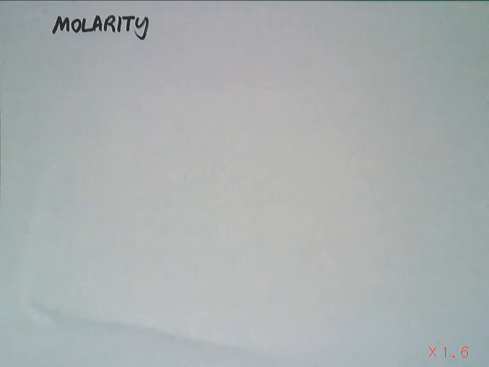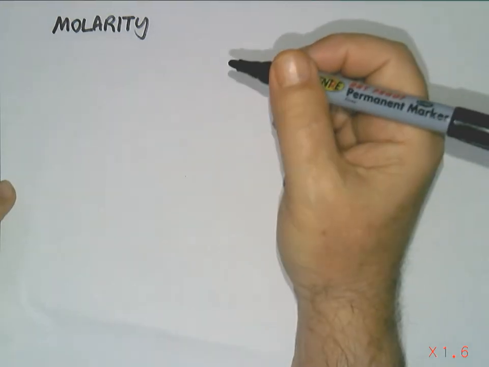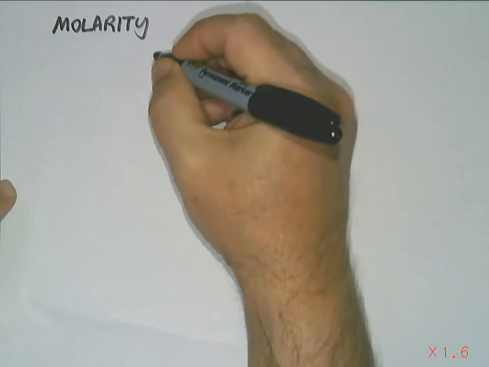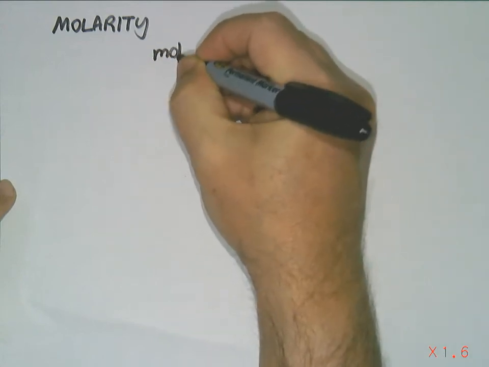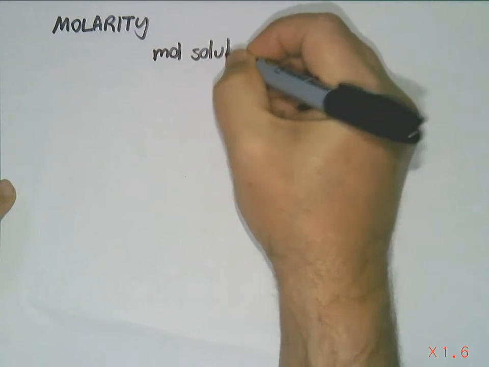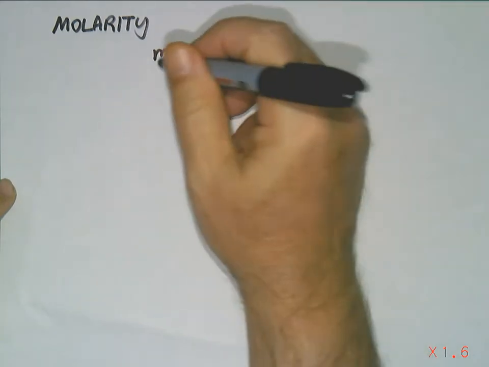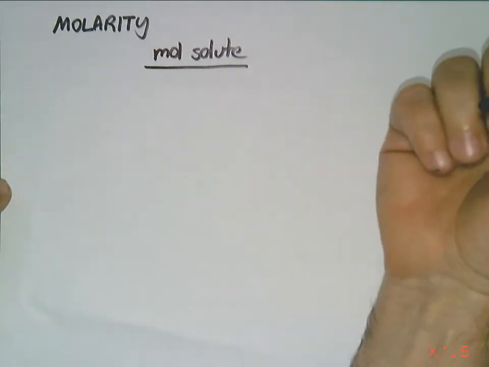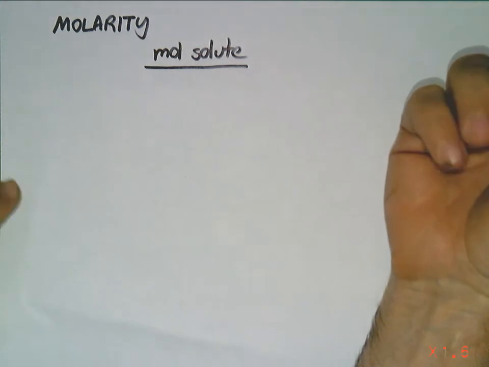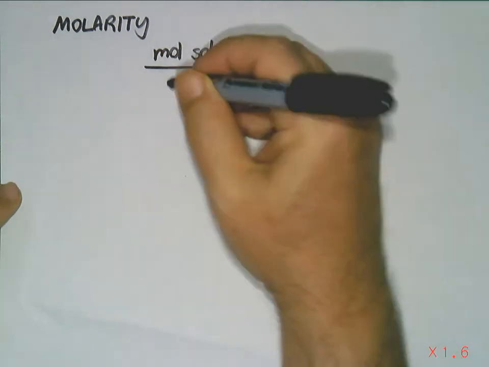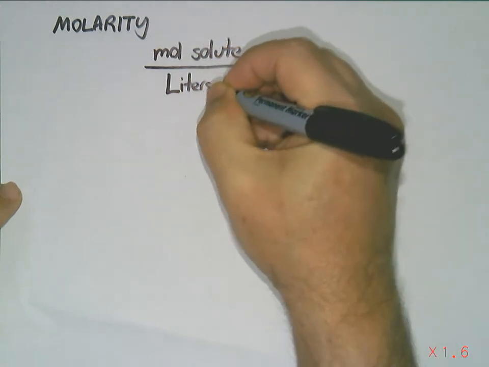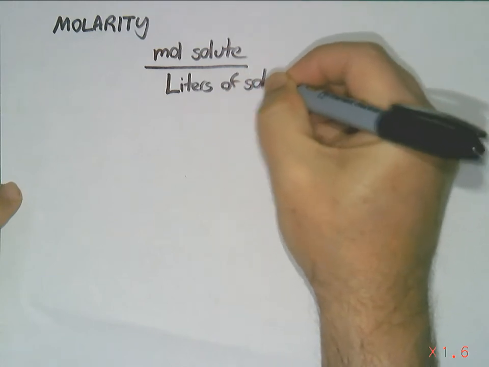In the last video we talked about concentration. And we said that concentration was an amount of solute, for example, it could be moles of solute, per an amount of solution. It could be moles of solution, it could be grams of solution, it could be liters of solution. That's the one we'll pick.